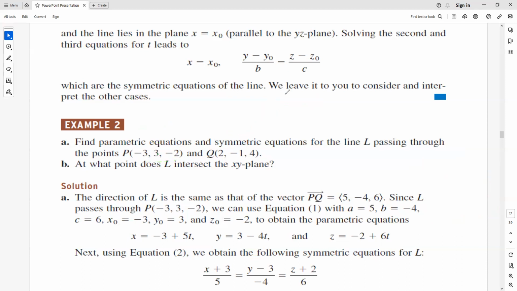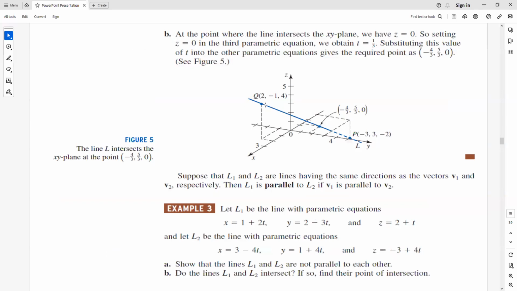Since the line intersects the XY plane, at the point of intersection the Z coordinate will be 0. This is clear, right? Because it's cutting the XY plane, so Z is 0 at the XY plane. By exploiting this condition, we can find the point of intersection. Since Z equals 0, we can use this equation to find T.